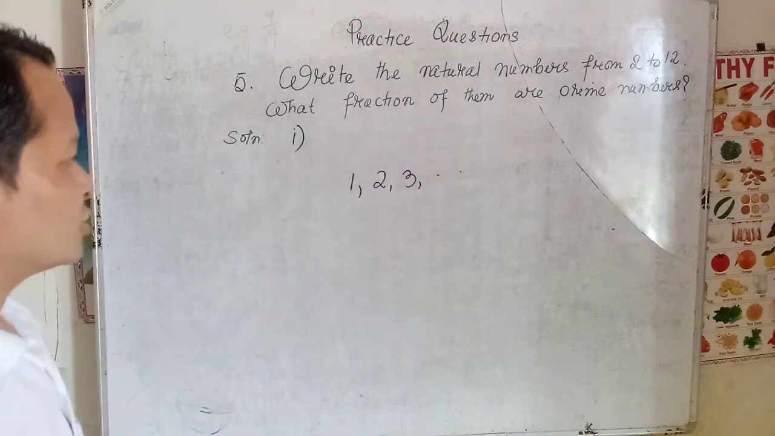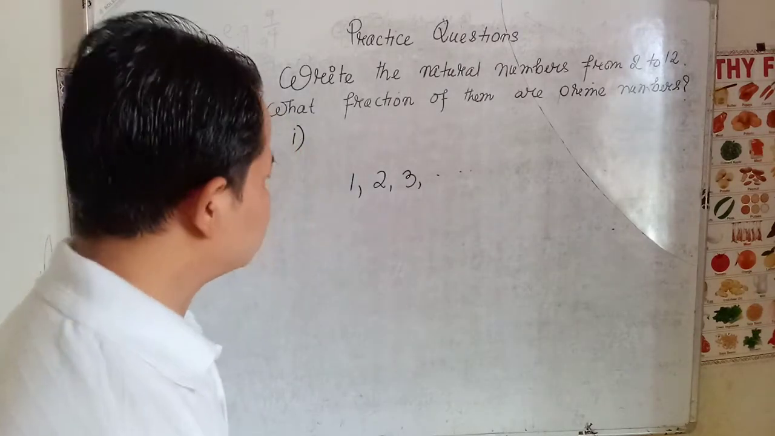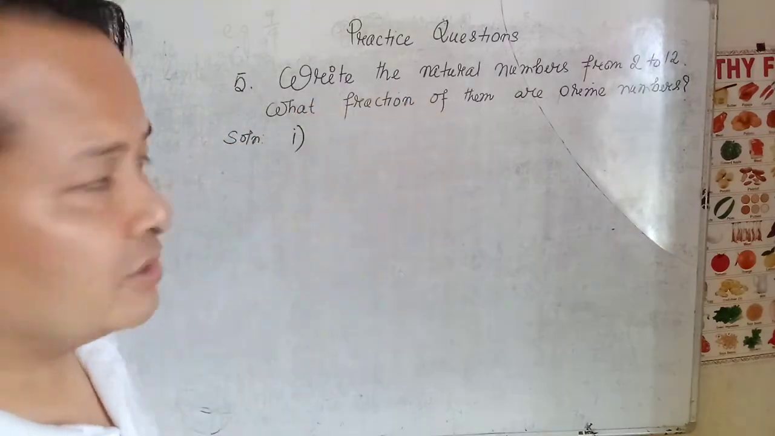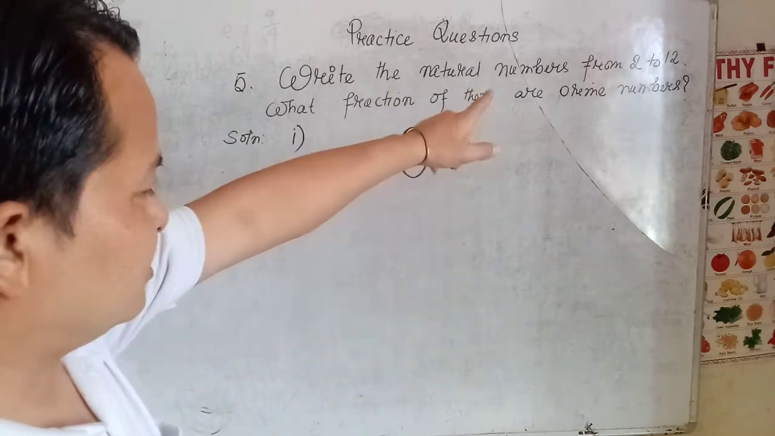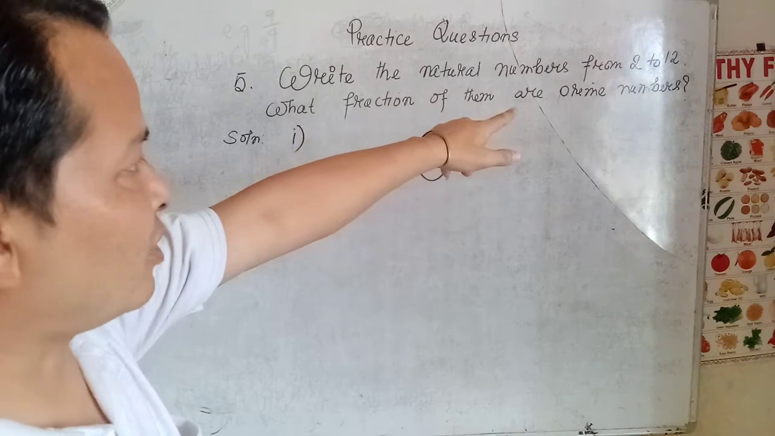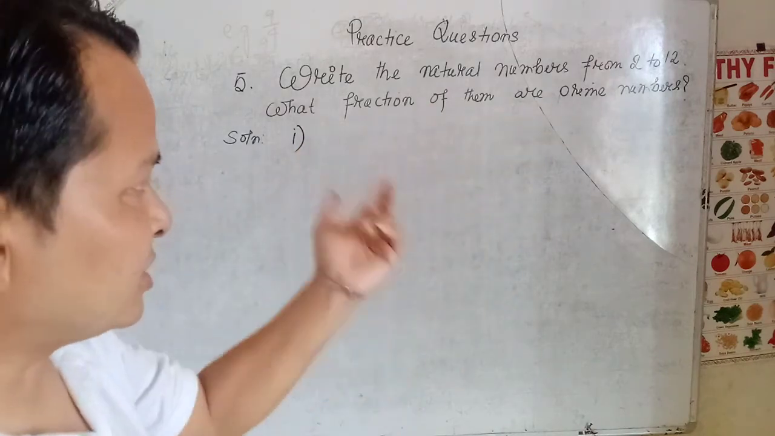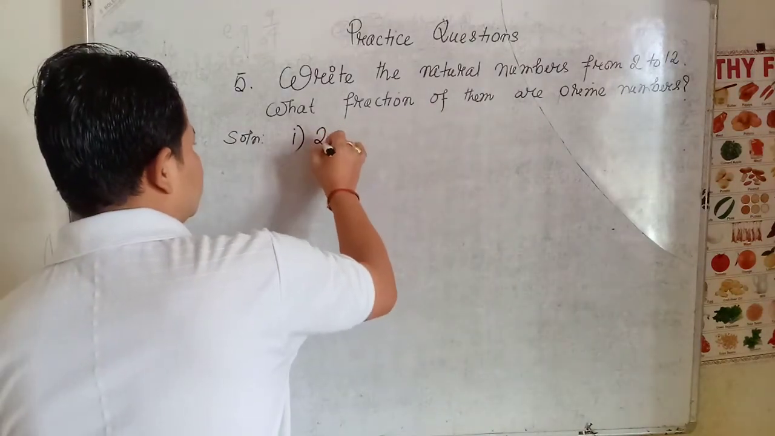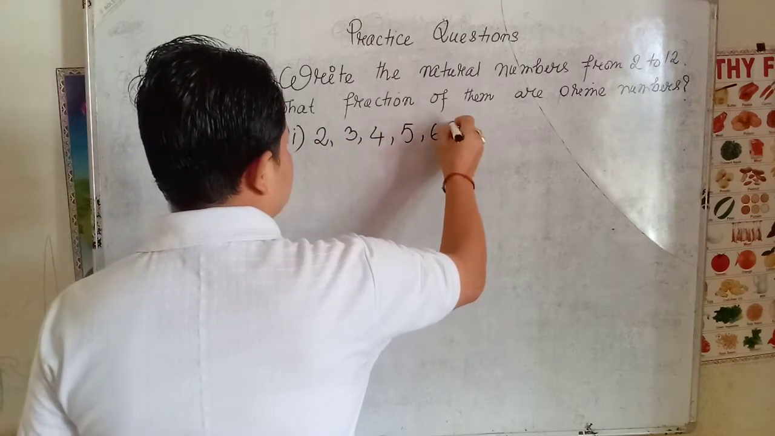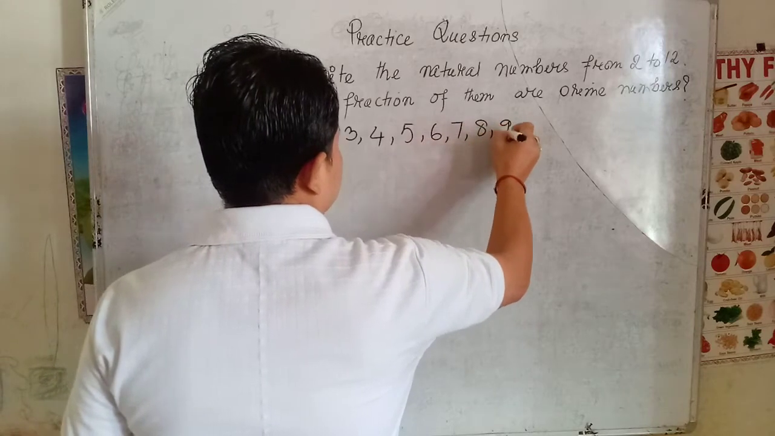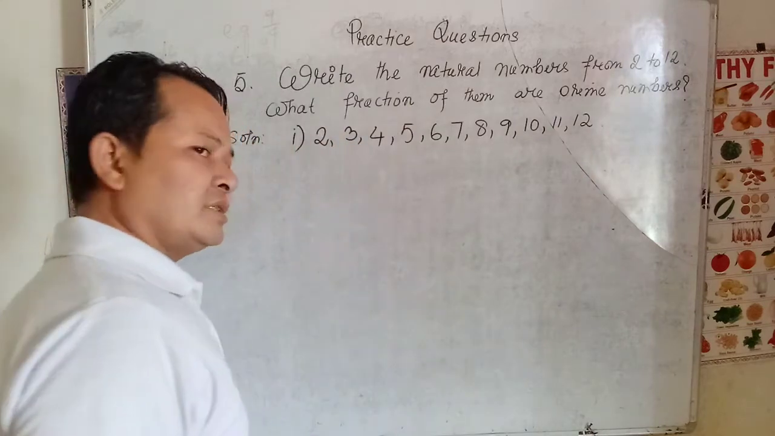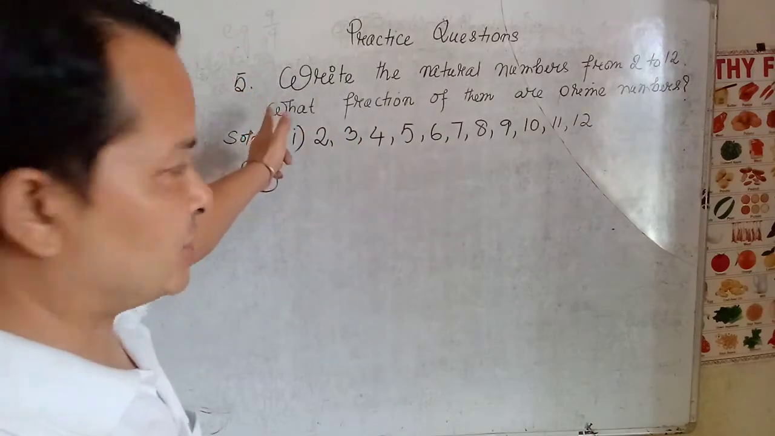Now, as we know about natural numbers, let us write the answer of this first part. By the question, we are asked to write the natural numbers from 2 to 12. So let us write down, starting from 2: 2, 3, 4, 5, 6, 7, 8, 9, 10, 11, 12. This is the answer of the first part.